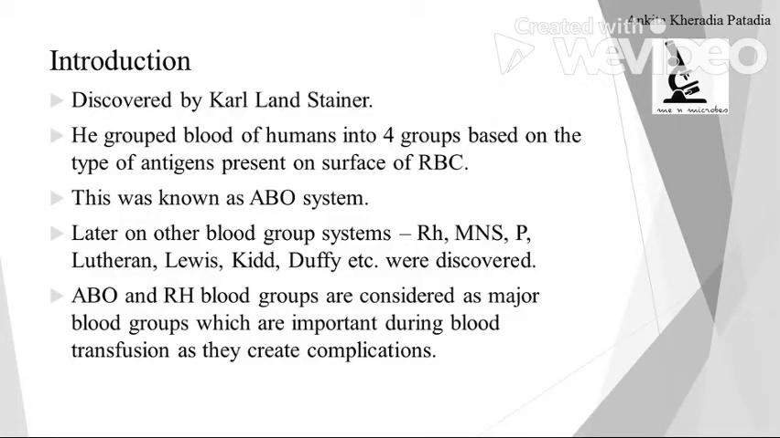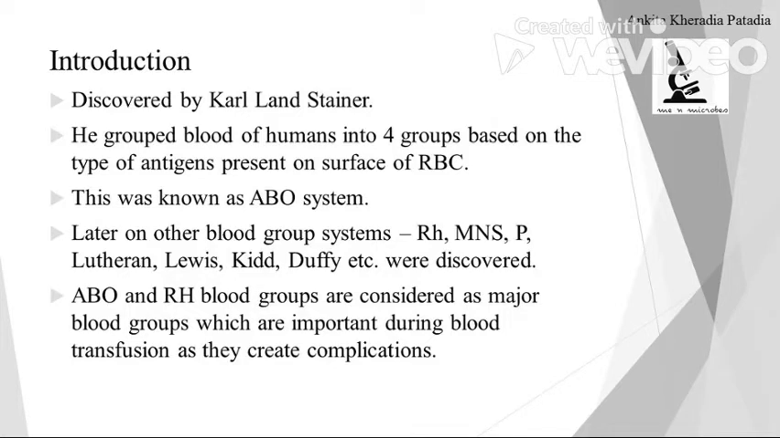And today we are going to discuss a practical session regarding blood grouping, determination of human blood group by ABO and RH system. Discovered by Karl Landsteiner, he grouped the blood of humans into 4 groups based on the antigen present on the surface of the RBC, that is red blood cell. This was known as the ABO system.